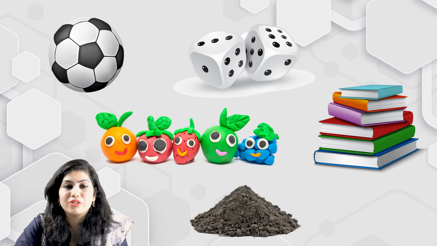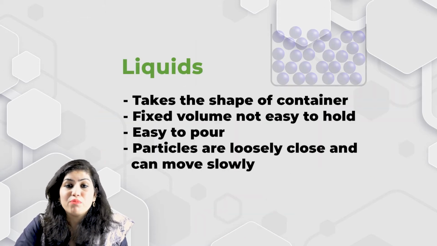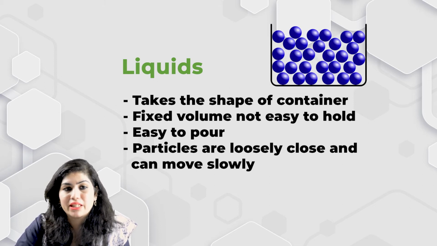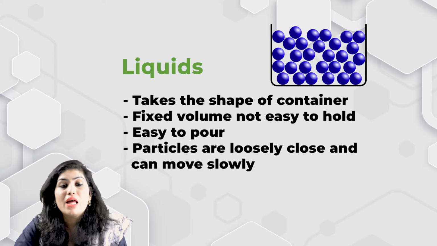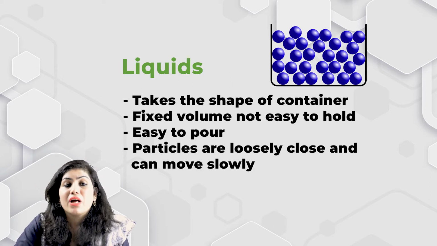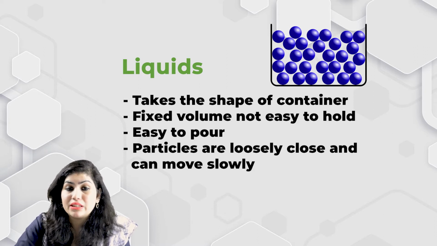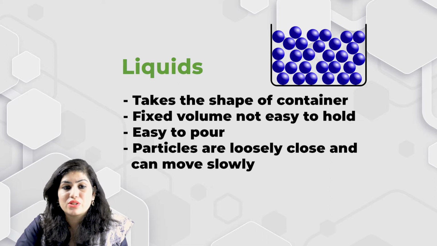So, let's move on to liquids. Liquids take the shape and volume of the container. They are not easy to hold, but they can be easily poured. The particles in a liquid are loosely held and they can move slowly. So that's why they can be poured easily into another container. Some examples of liquids are shown on the slide.